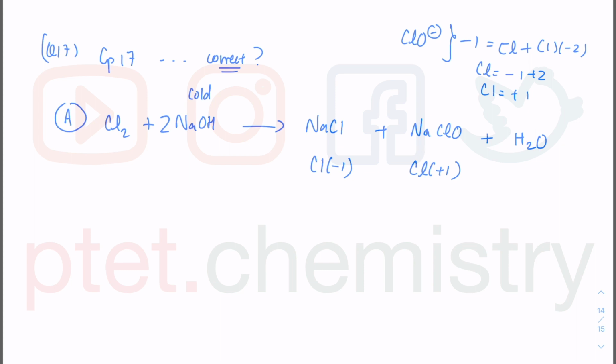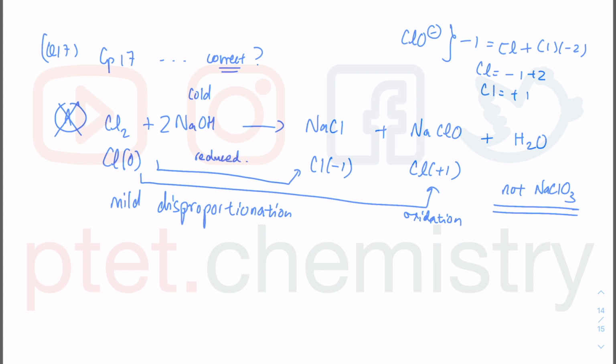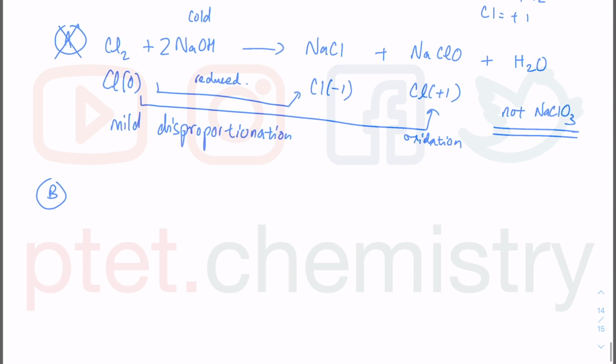Okay, so you do not get NaClO3 because this is a mild disproportionation. This reaction is called disproportionation. In one of the earlier questions, I talked about disproportionation, where you have one species getting both oxidized and reduced. Chlorine 0 to chlorine +1 is your oxidation and is also reduced in the same reaction. So this is called disproportionation, mild because you are at a fairly mild condition, cold temperature.